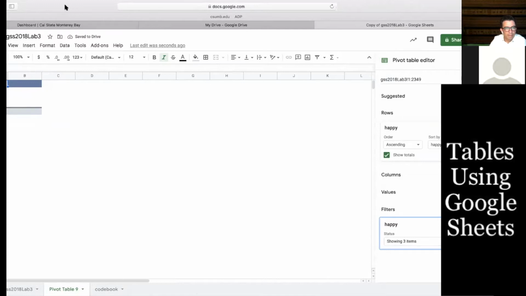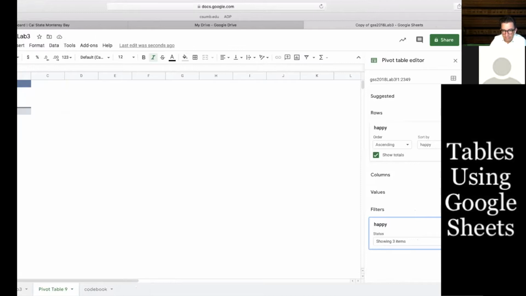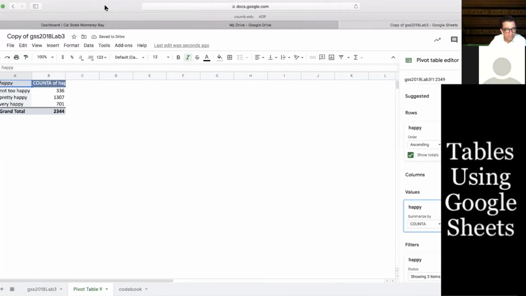Good. So now we have the variable happy. We don't have any values in there. So let's bring those values there. Let's bring for values the variable happy again. And so far we have the same that you did last week. This is an absolute frequency distribution for the variable happy, right? We know 2,344 respondents answered the question, and out of those, 1,307 said they're pretty happy, and 701 said they're very happy. 336 say they are not too happy. All right.